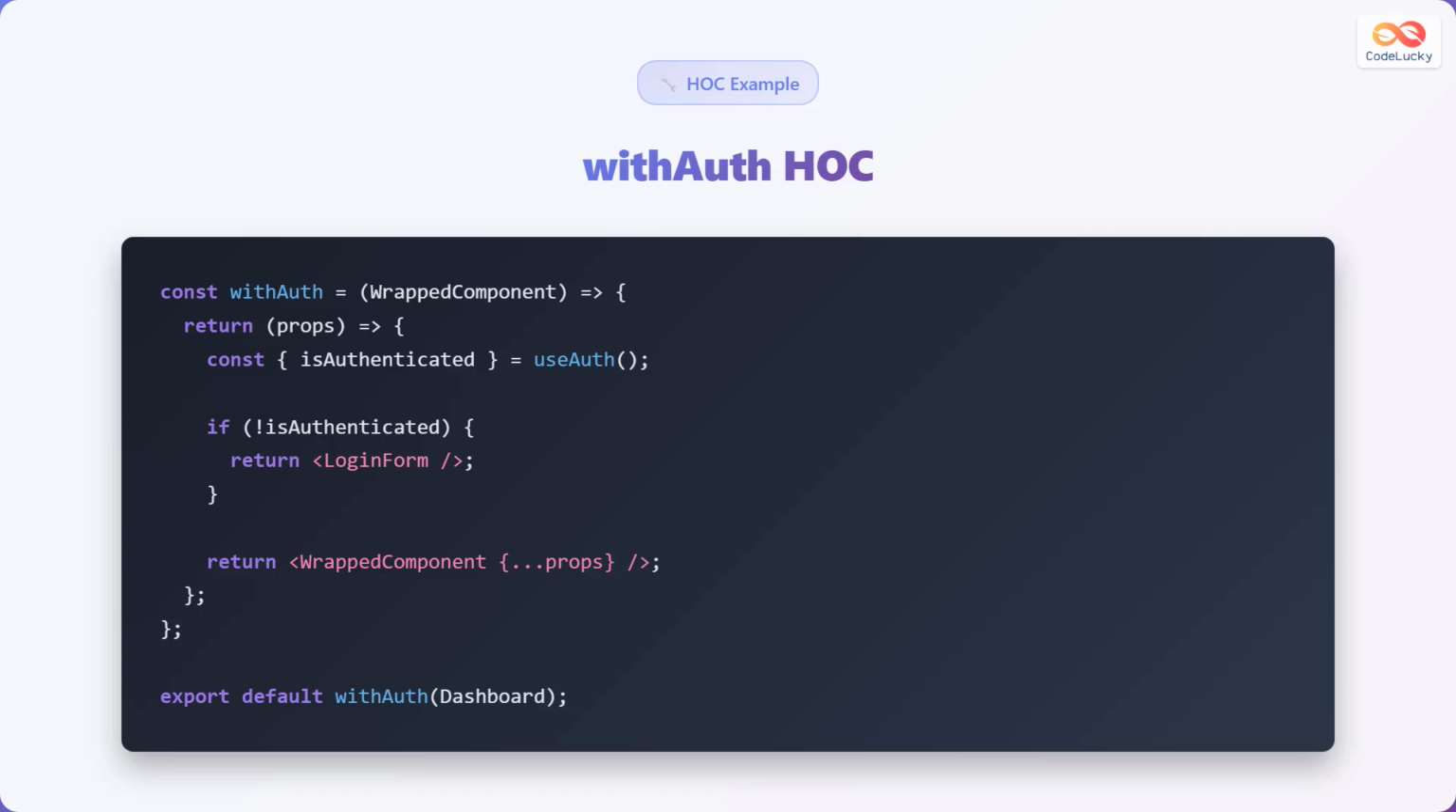Here's an example of a higher-order component called withAuth. This function takes a wrapped component as an argument. It then defines an isAuthenticated variable using the useAuth hook. If the user is not authenticated, it renders a login form. Otherwise, it renders the wrapped component, passing along any props.